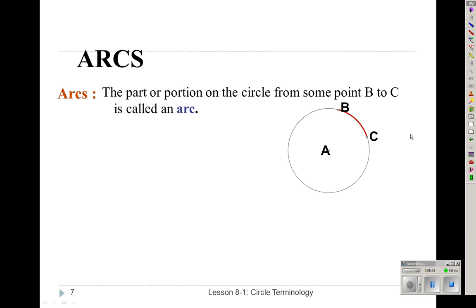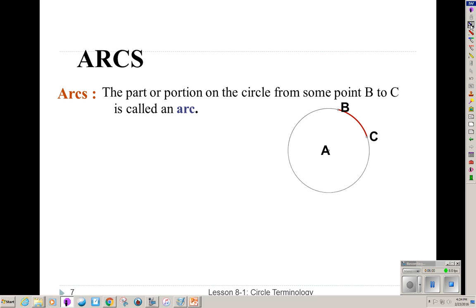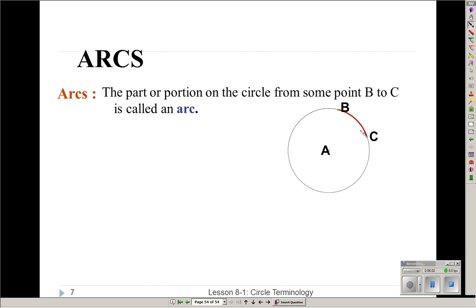Then we have arcs. An arc is just a portion of the circle. It's not the whole way around, it's just a part of it. The arc from B to C, you would call it arc BC. And instead of a segment bar or a double arrowhead, you would have an arc over top of it just like that. Each endpoint is in the arc. You could call that same arc CB.